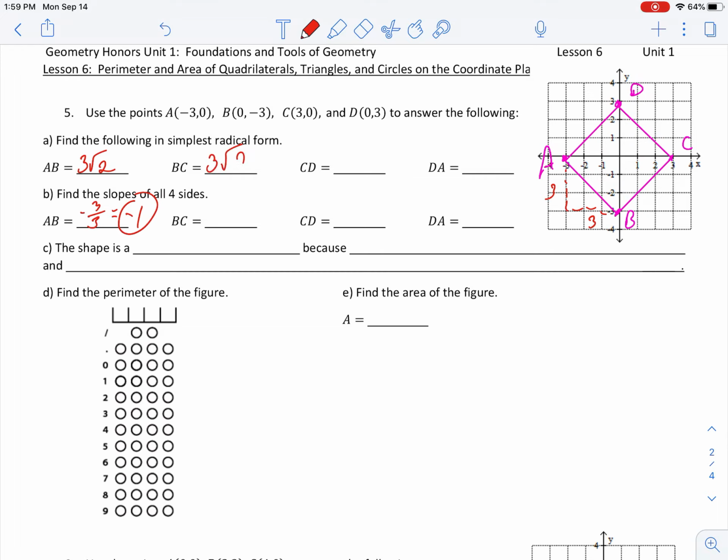And let's repeat that for BC. BC, I'm going to get 3√2, and I'm going to get a 3/3. I've done this one for many years, so I know what these answers are. 3√2. That's going to be -1. And then DA.